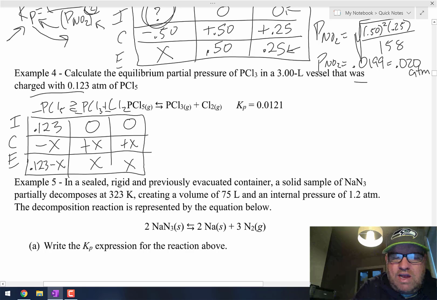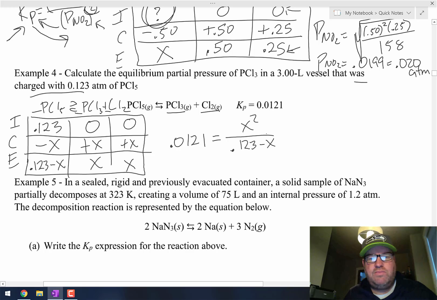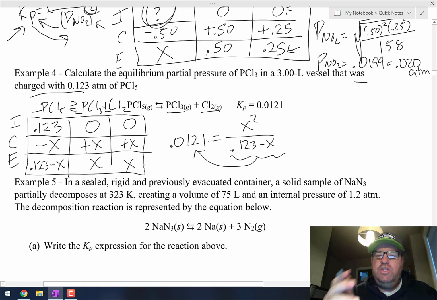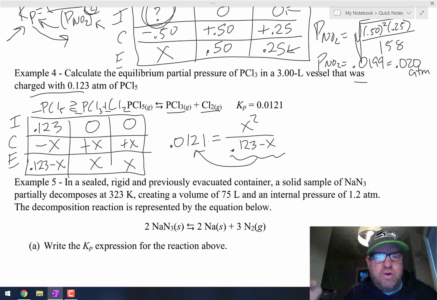Okay, now let's set up our equilibrium problem. We have 0.0121 equal to PCl3 times Cl2, so x and x, that becomes x squared, over 0.123 minus x. At this point, to solve for x, there's a lot of work. You'd multiply on both sides and end up with an equation where you'd have to use the quadratic equation: negative b plus or minus the square root of b squared minus 4ac over 2a, right?